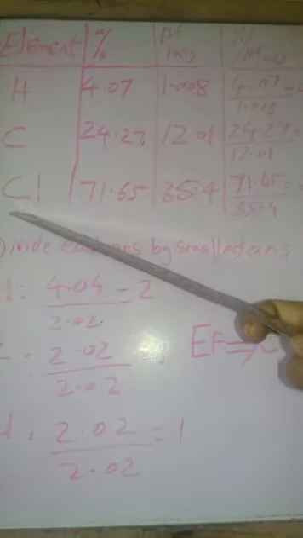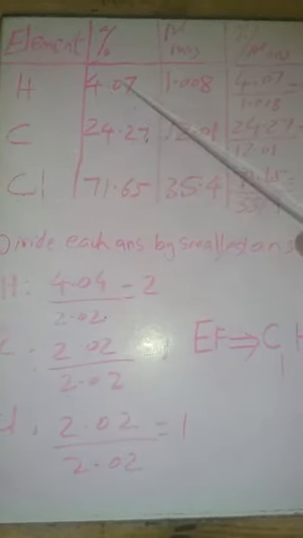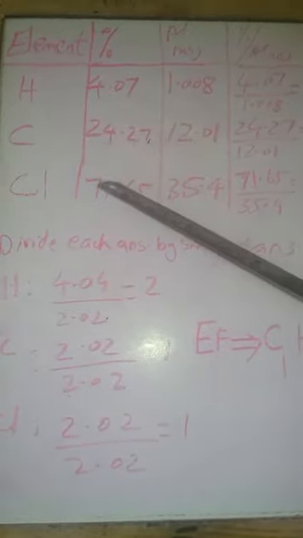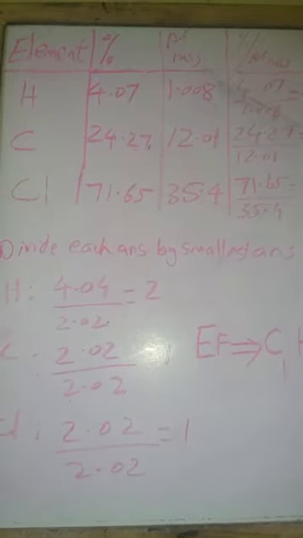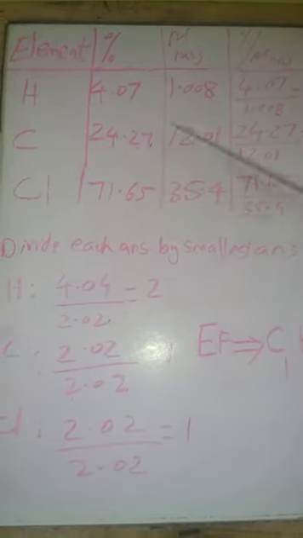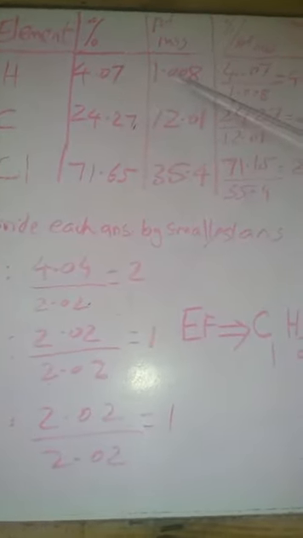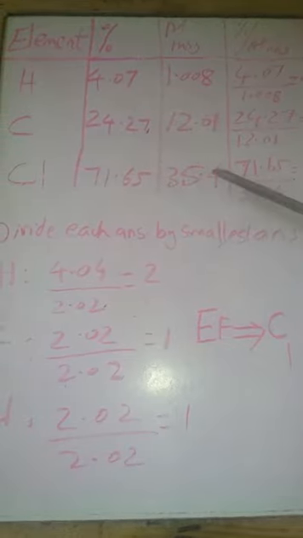There are three elements: hydrogen, carbon and chlorine. And from the data given in the problem, the percentages are 4.07 for hydrogen, 24.27 for carbon and 71.65 for chlorine. In the next step, we have to write down the atomic mass of each of these elements. As you all know, hydrogen has atomic mass 1.008, carbon 12.01, chlorine 35.4.